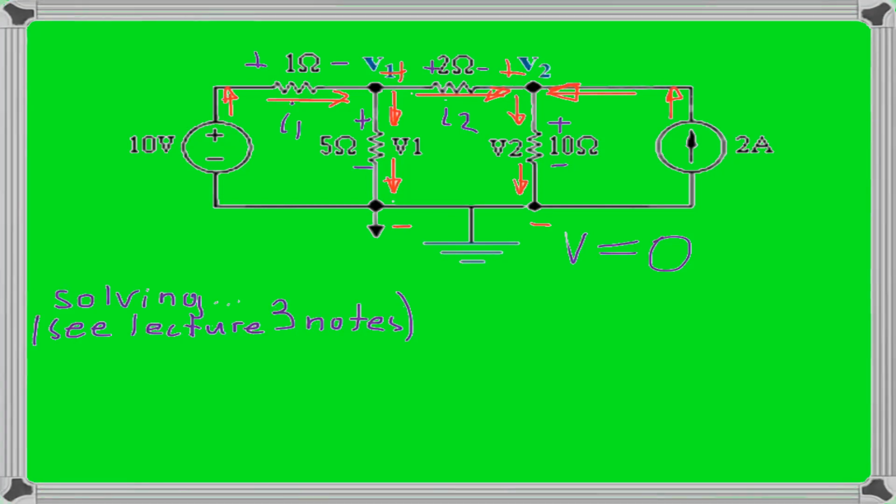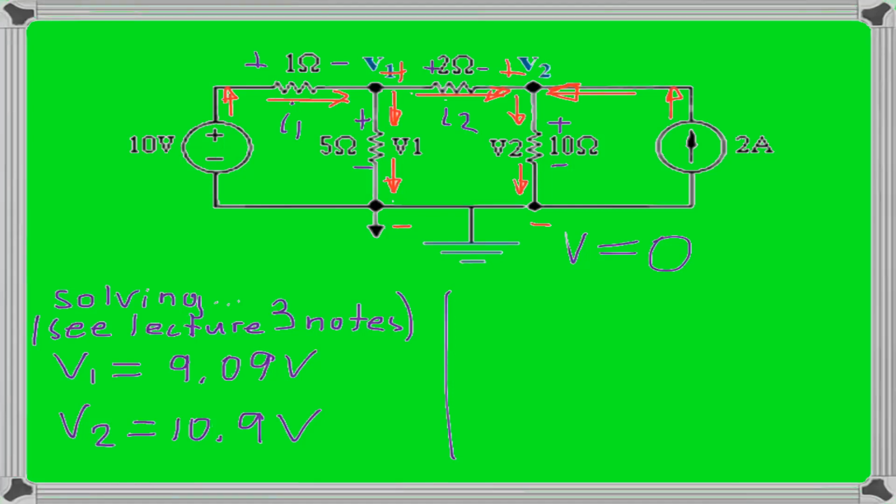If you're still unsure, the full solution is shown in the lecture 3 notes, so you're always welcome to go through the lecture notes and check if you're doing everything right. But at the end, we're trying to find nodal voltages V1 and V2. So solving two equations, we'll get that V1 equals 9.09 volts and V2 is 10.9 volts.